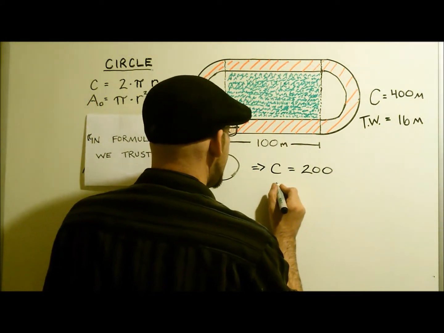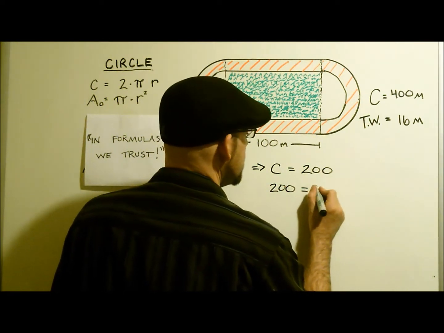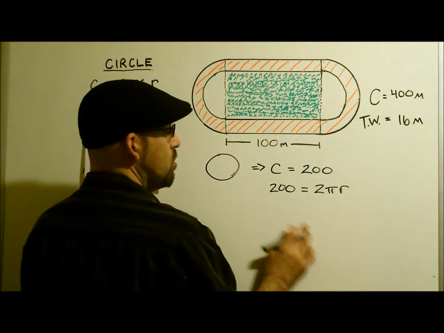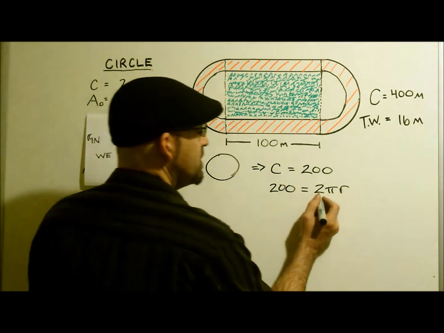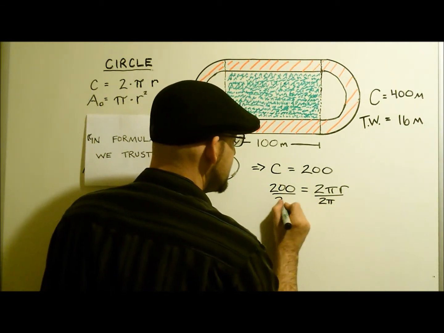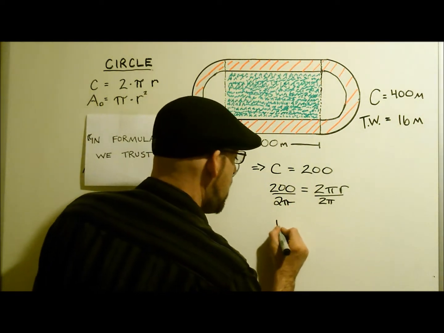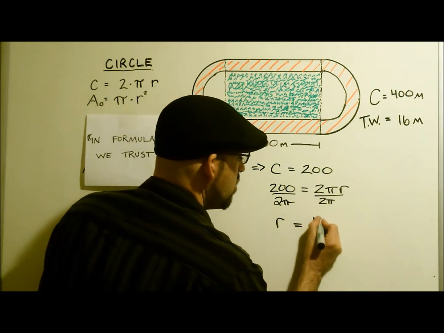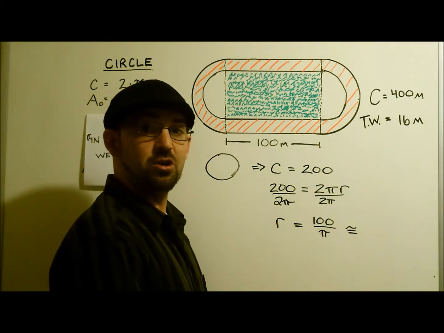So now that we know that 200 equals 2 times pi times r. Well, we know everything except for the r. That might be useful information. So if we divide by 2 pi on both sides, we get r, the radius, equaling 100 over pi. An estimated value is 31.84.